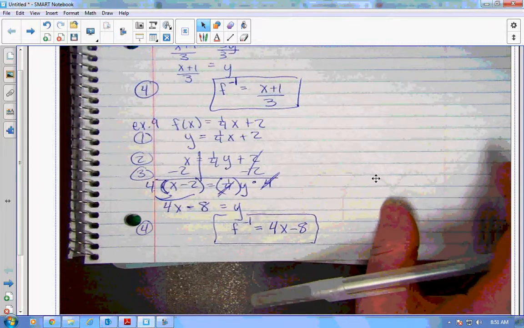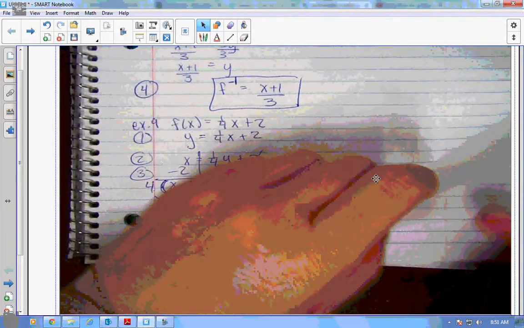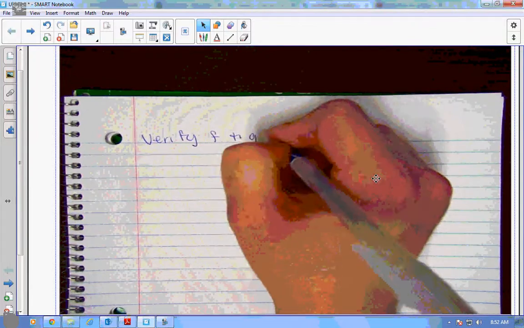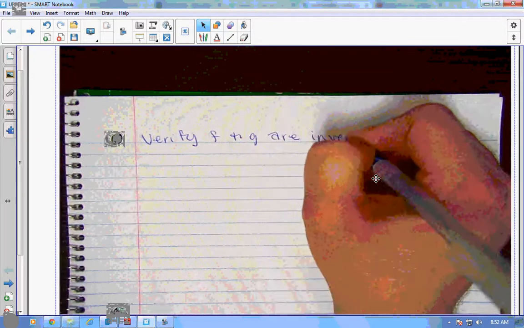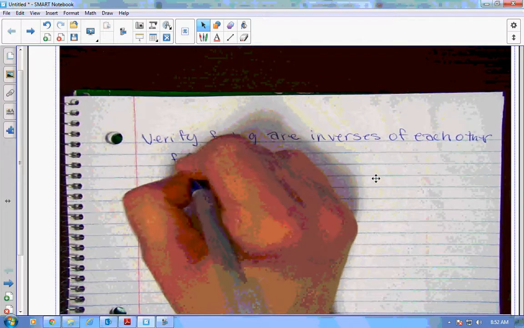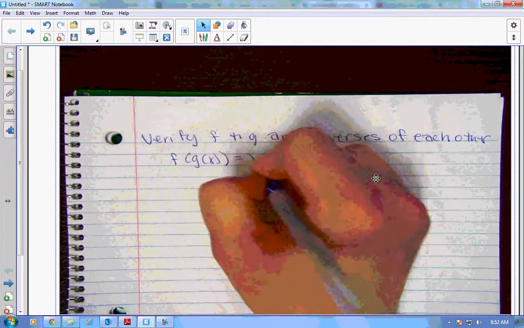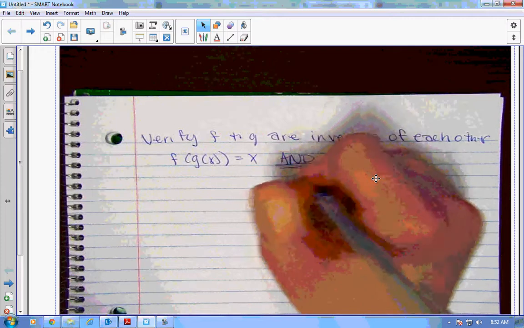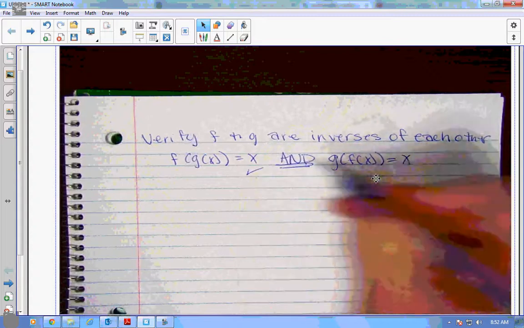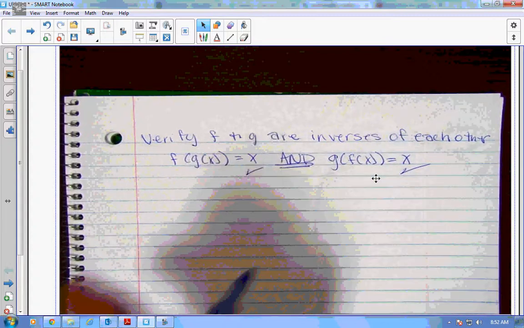The very last thing we're doing today is to verify that f and g are inverses of each other. You have to use composition of functions to do this. To verify f and g are inverses of each other, it's really simple. You need to make sure that f of g of x equals x and g of f of x equals x. If we get that on both sides, then they are inverses of each other.